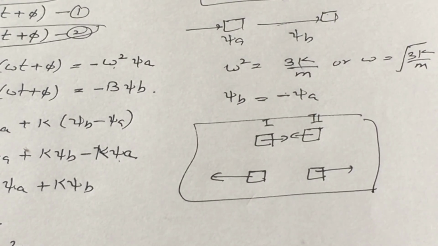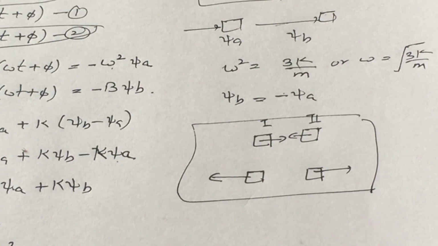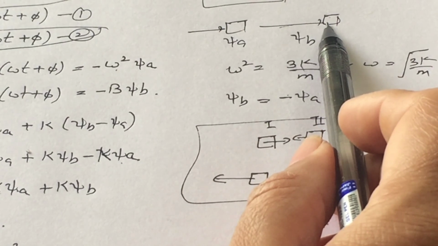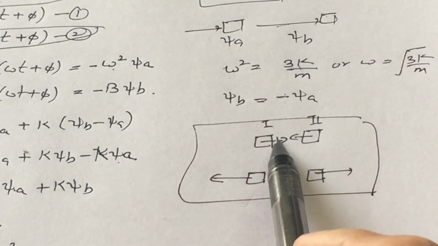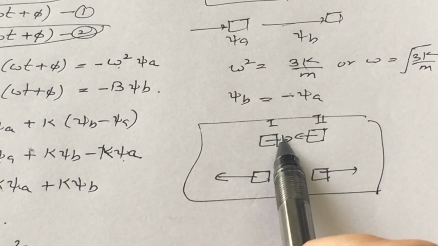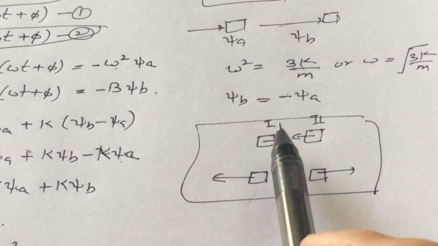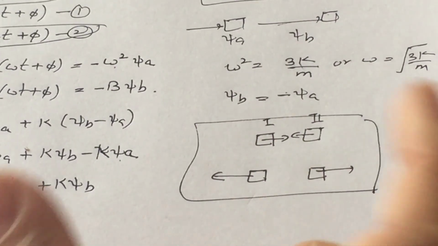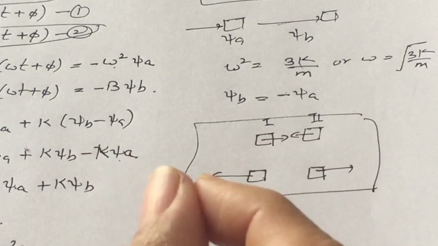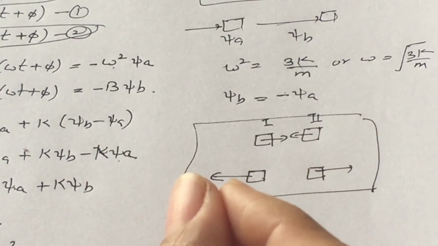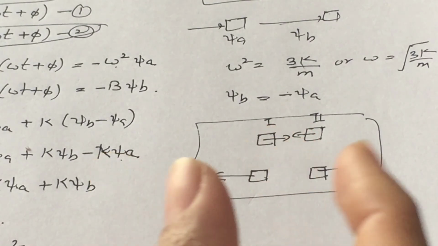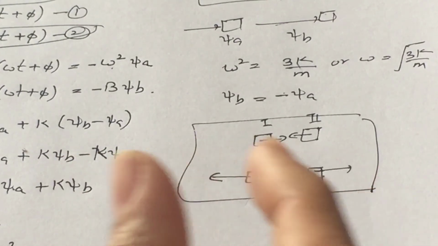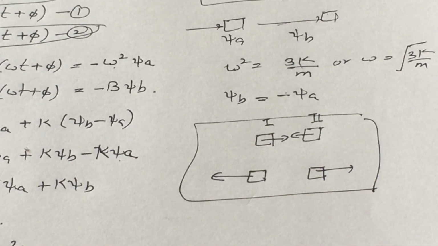There are two frequencies. In the case when they are both moving parallel, the frequency is omega square equal to k by m, and when they are moving in opposite directions, the frequency is the square root of 3k by m, which is larger compared to this frequency. It means when the masses are moving like this, they are moving with larger angular velocity as compared to the motion when they are moving parallel to each other, or moving in the same direction simultaneously.